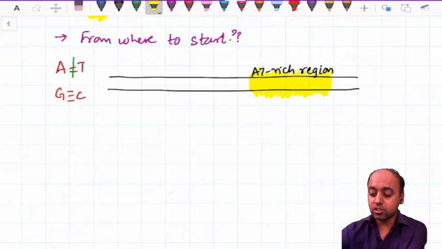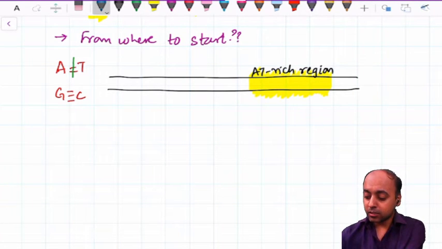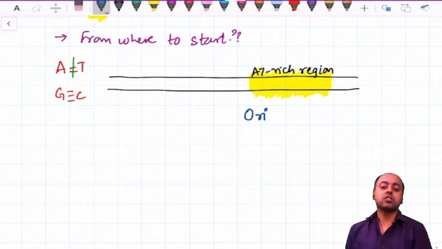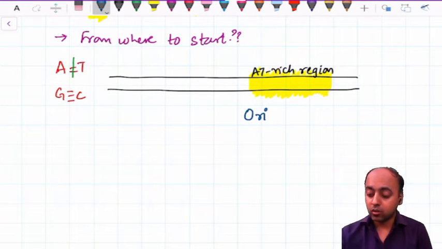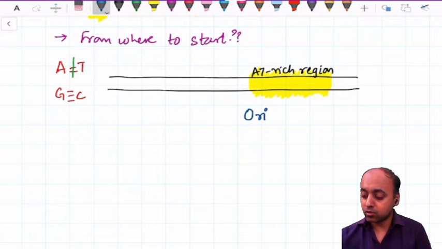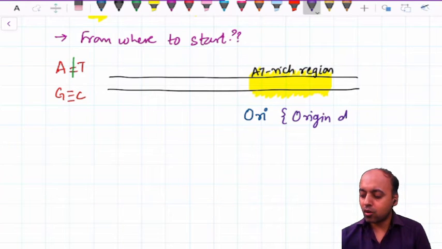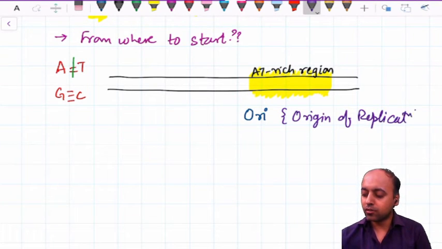Why? Because it is easier to separate, and because it is going to be the origin of replication, it is called ORI in short. ORI here stands for, please note, origin of replication.